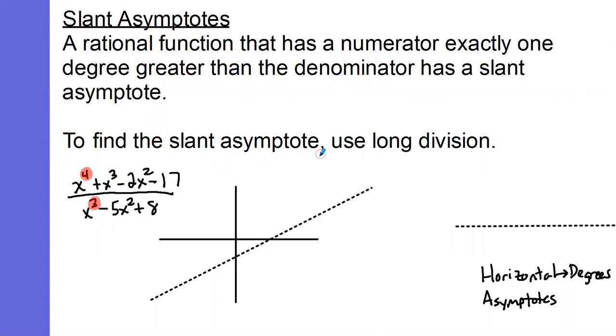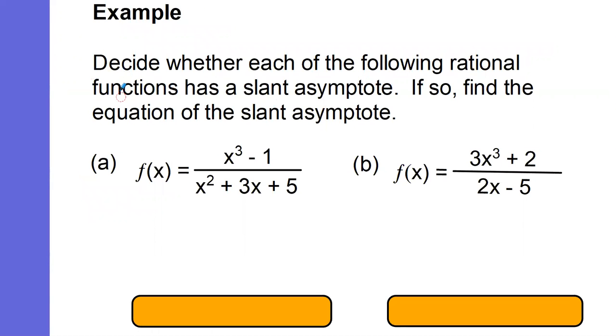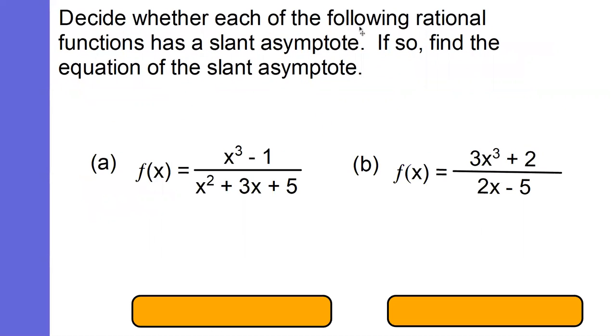Whenever you want to find your slant asymptote, the big idea is we need to use long division. You would just divide your numerator by your denominator, and there you have it. You'll have exactly where your slant asymptote is. Let me show you an example involving that. This example says, first off, we just need to decide whether each of the following rational functions has a slant asymptote. If so, find the equation of the slant asymptote.